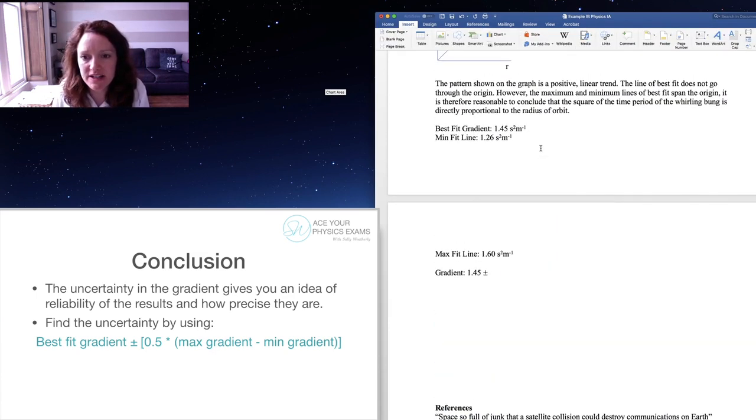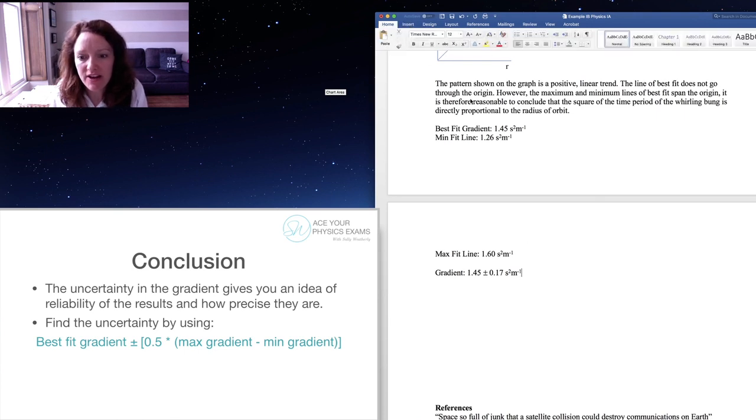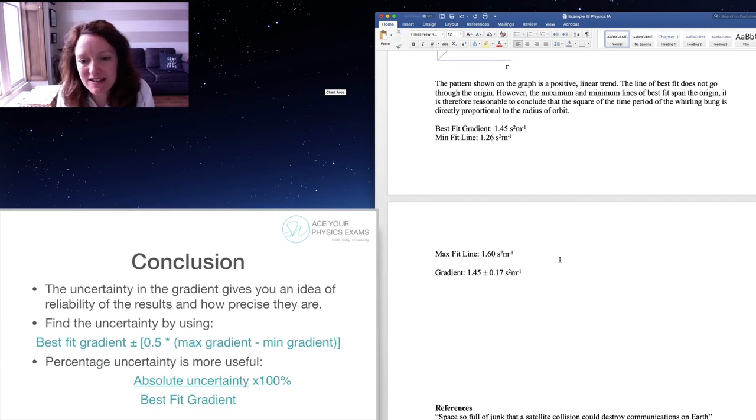And this value here, plus or minus, what we do is we take half of the range from the two values. So 1.6 minus 1.26 divided by 2, so half the range. So that's going to give us plus or minus 0.17, and the units are the same as before. What we have here is an idea of what the gradient is, but also an idea of how precise that gradient is, an idea of uncertainty on it. It doesn't tell us much, so what I'd like to do is calculate the percentage uncertainty.